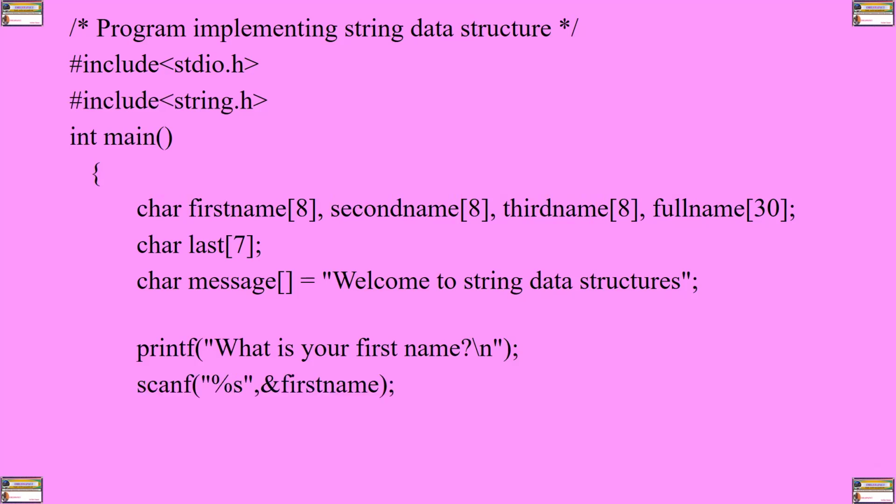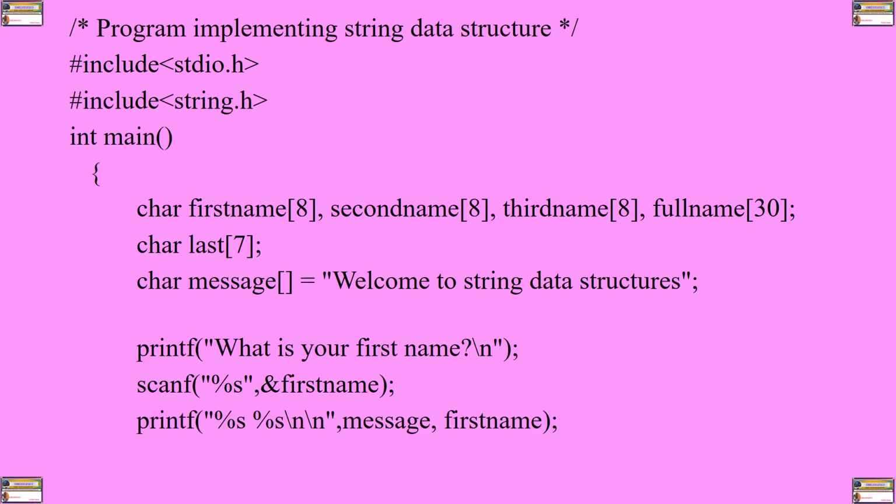The user will key in or type his or her first name, for example, Julius. The set of characters Julius will be picked and assigned to the memory location called first name. The next statement to be displayed on the screen is the one where the processor will pick the content in memory location called message, which is welcome to string data structures, and display it on the screen, and also pick the content in memory location called first name and display it on the screen.